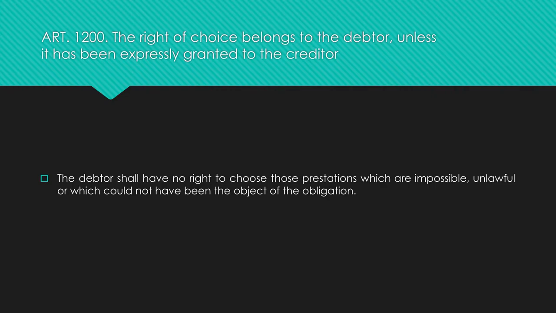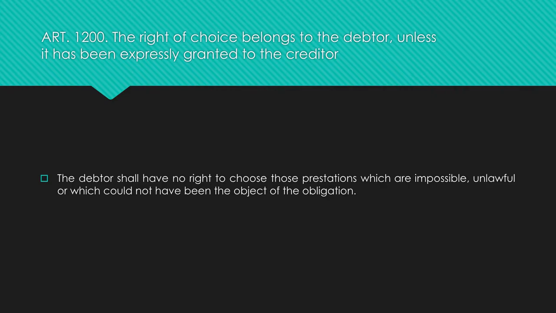So, for Article 1200, the right of choice belongs to the debtor unless it has been expressly granted to the creditor. In alternative obligations, general rule, it belongs to the debtor. The debtor shall have no right to choose those prestations which are impossible, unlawful, or which could not have been the object of the obligation. Of course, the only caveat here is that you cannot choose those prestations which are impossible, unlawful, or which could not have been the object of the obligation.